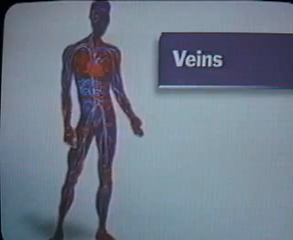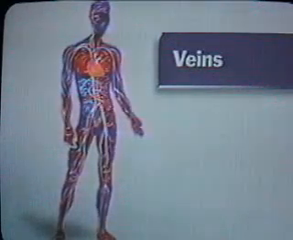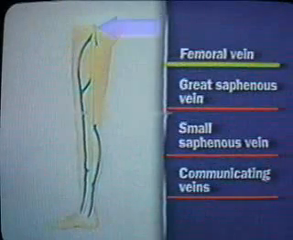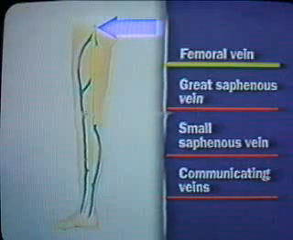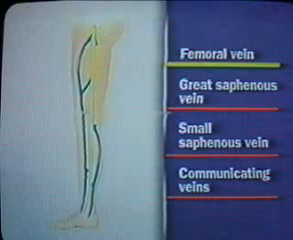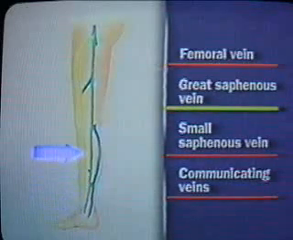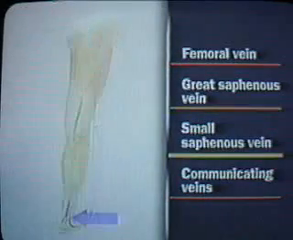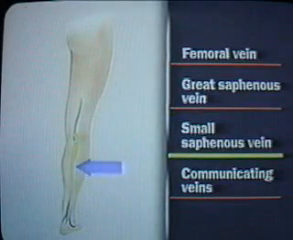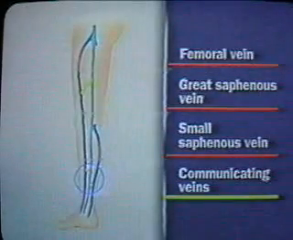Veins, which may be deep or superficial, carry blood back to the heart. Deep leg veins include the femoral vein, which lies just medial to the femoral artery below the inguinal ligament. Superficial leg veins include the great saphenous vein, which runs from the dorsum of the foot to the groin, and the small saphenous vein, which runs from the side of the foot to the back of the knee. The deep and superficial veins are interconnected by communicating veins.